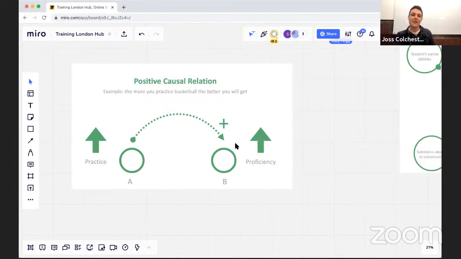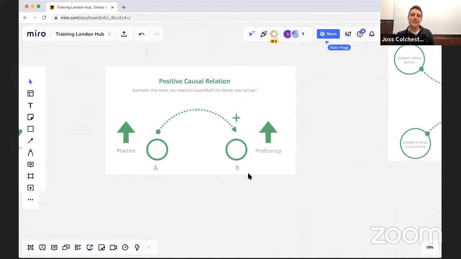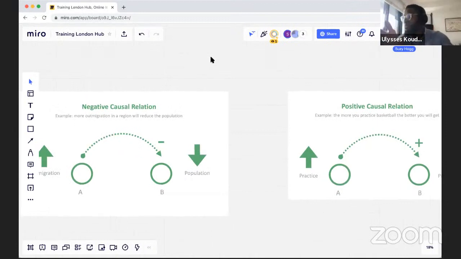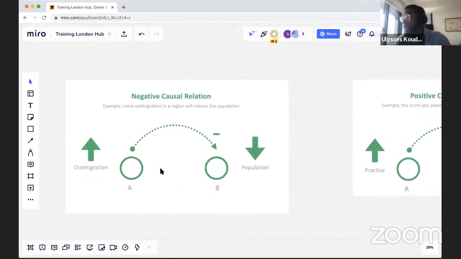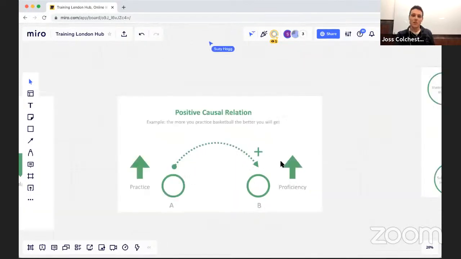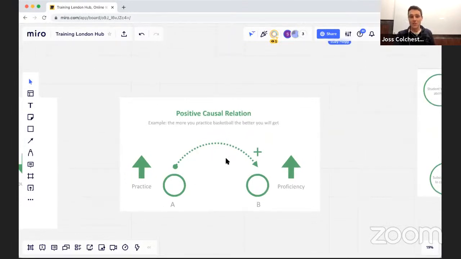And just like the other one was saying, the outward migration with the population, the more people leave the place, the less population we'll have, right? So these are moving in opposite directions. This one's moving in the same direction, right? So this is all, it's actually very simple, right?